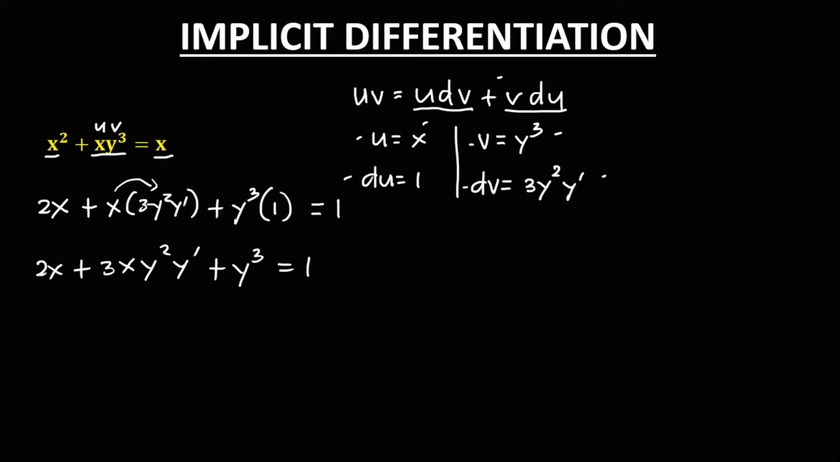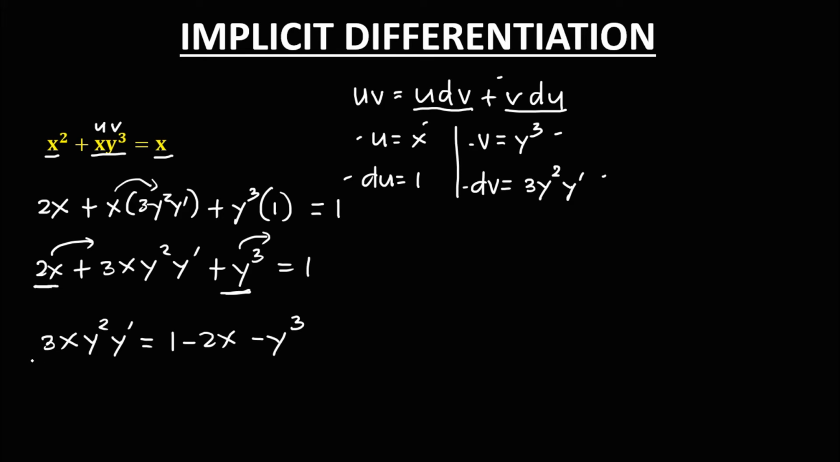Then to solve for y prime, we need to transpose all terms with no y prime. So transpose this to the right and also this one to the right. So this becomes 3x y squared times y prime equals 1. So this positive 2x becomes negative 2x. This positive y to the power 3 becomes negative y to the power 3.